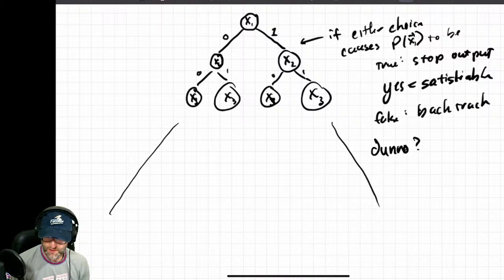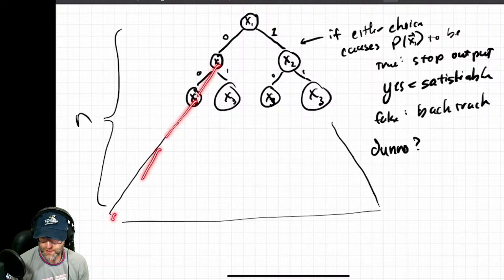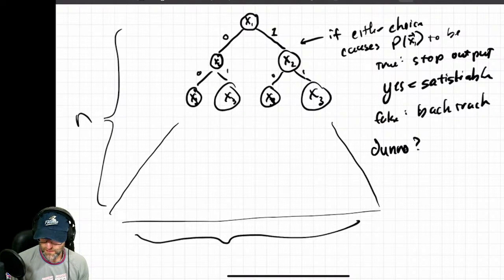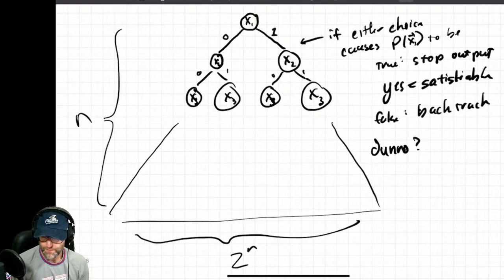This is a full tree. It's a full binary tree of depth n. Why is it of depth n? Because you have n variables. You can set x1 to 0 or 1, x2, x3, x4, dot, dot, dot. So how big is it? How many leaves are there here? Well, there's going to be 2 to the n leaves, each one corresponding to one of these possible truth assignments. Okay? So that's the general approach.